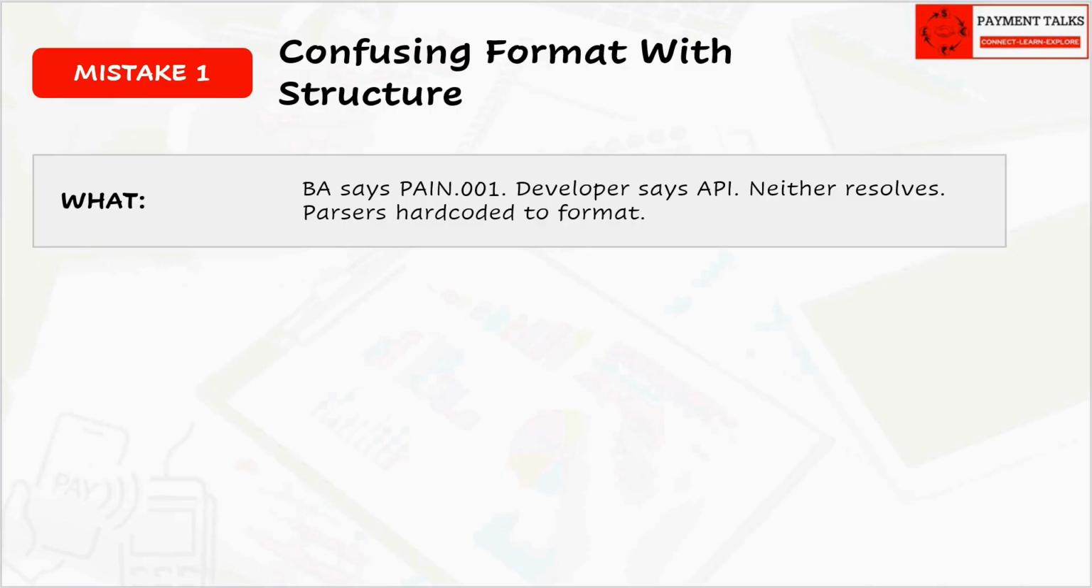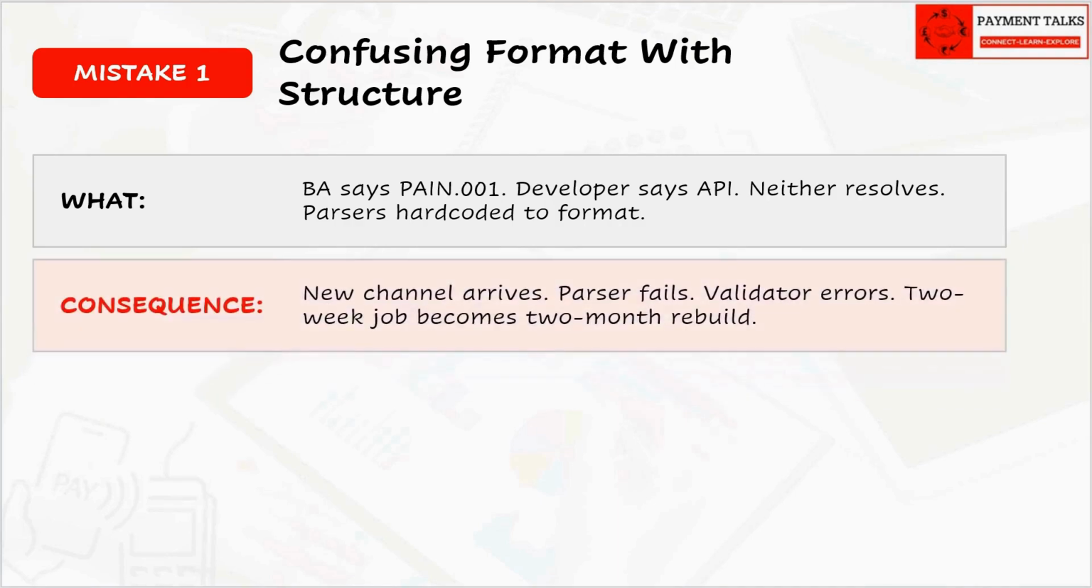The team builds a parser that is hard coded to handle XML because that is what pain.001 means to them. The consequence? A new corporate client sends their payment instructions as JSON with the pain.001 structured data. The parser fails. The validator does not recognize the input format. The canonical mapping breaks. What should be 2 weeks of adding one JSON input adapter becomes a 2-month rebuild of the parser, validator, and mapping layer simultaneously.